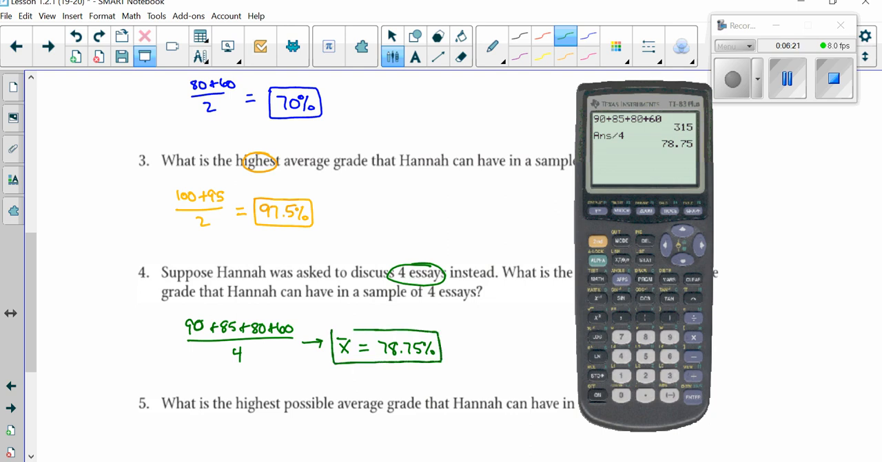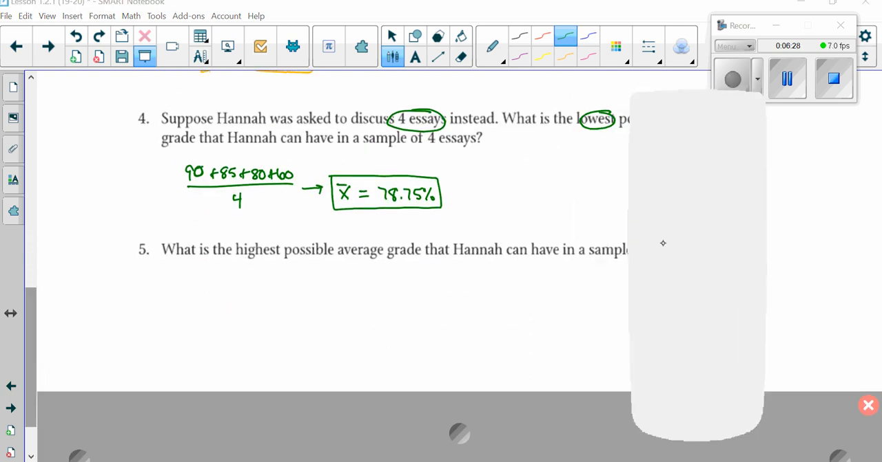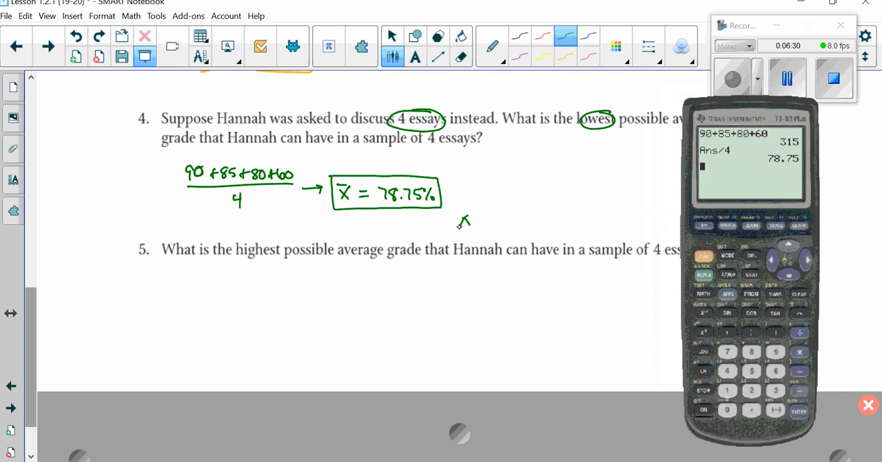Okay, again, you don't need this notation, but you should understand what it means. That means average or mean. Right here, this means mean, average.